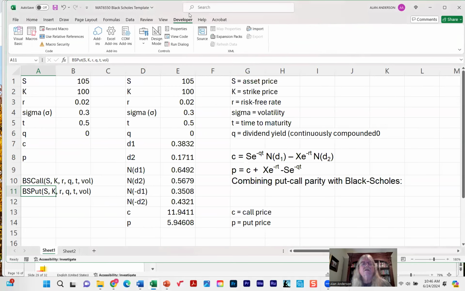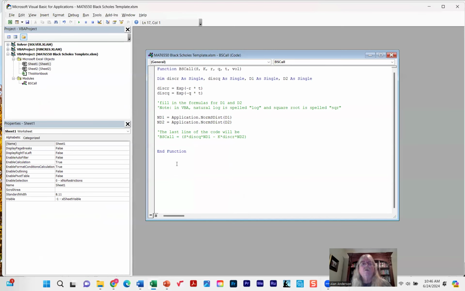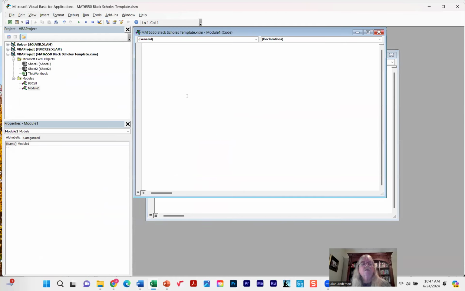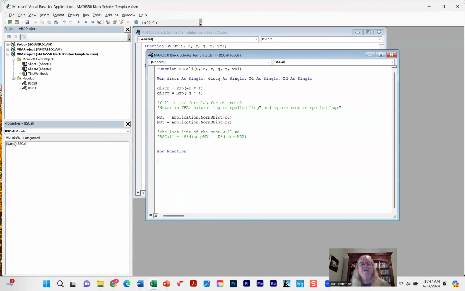All right, let's go back here. Oh, by the way, we need to insert a new module now. We're going to call this BS put. And then it'll say BS put. And then you'll have the variables in the same exact order, just to be consistent: S, K, R, Q, T, vol. All right. Now, steal what we need from here.